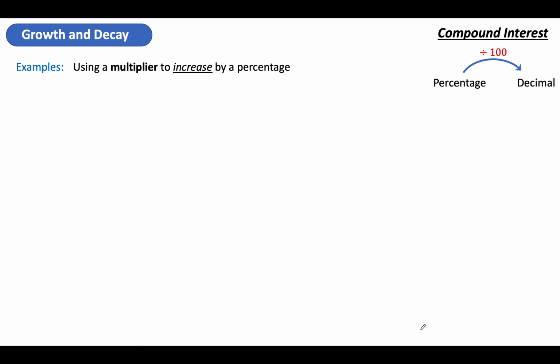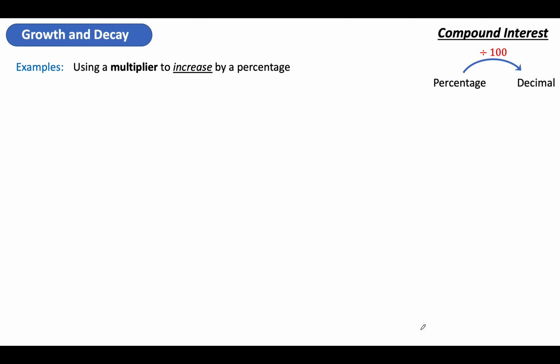Right, so now we're going to increase by a percentage. Now, this is where multipliers become particularly useful. So there's my example. I'm going to increase by 5%. Now that basically means I need to find 5% and add it on. So I could times it by 0.05 and then add that onto my original amount, but I don't need to. I can do this.